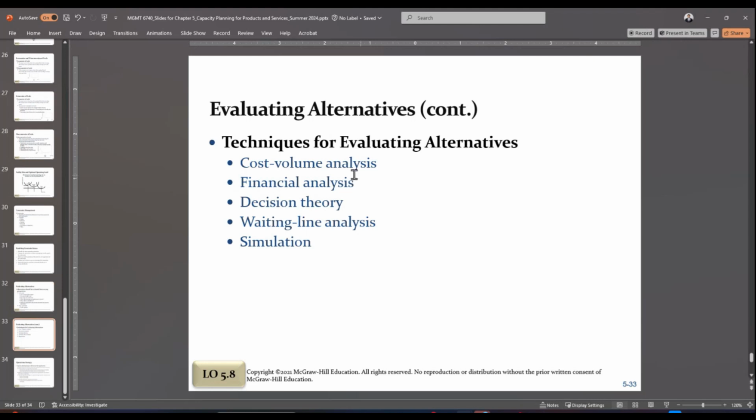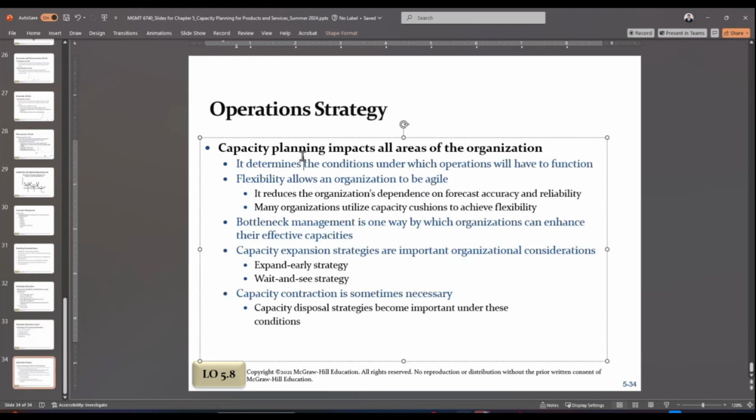So the techniques to keep in mind, this is the list that I usually look into: cost volume analysis, financial process economics, whether it is profitable, decision analysis, waiting line analysis and simulations. We'll be talking about almost all of these in the next 4 lectures. And finally, operations strategy.